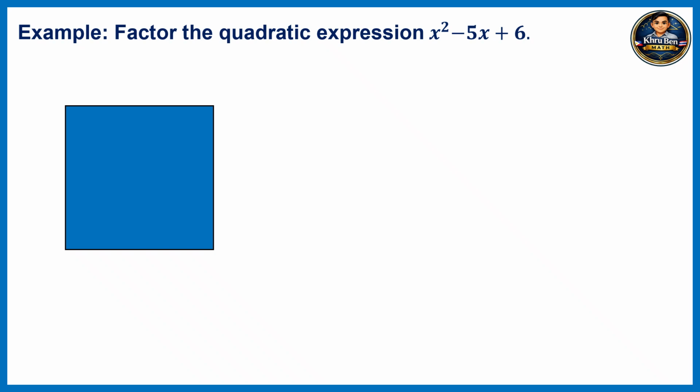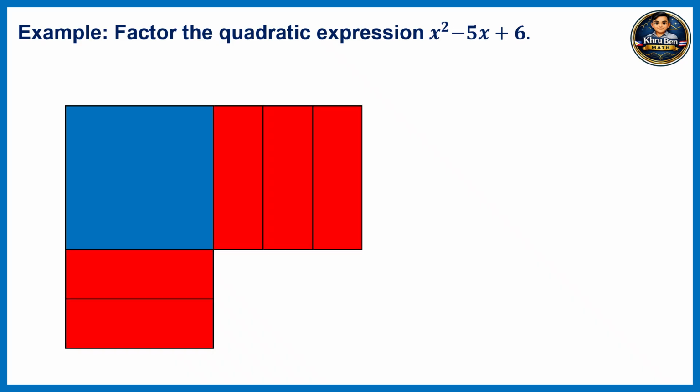Let's begin with the positive x squared tile. Place it in one corner. Next, we have 5 negative x tiles. We need to arrange them along the two sides of the x squared tile. We can place 2 negative x tiles on one side and 3 negative x tiles on the other side. Now, we have 6 positive unit tiles. Let's place them in the remaining space.